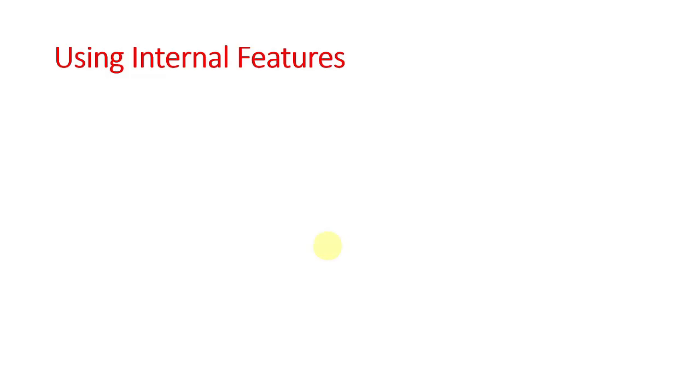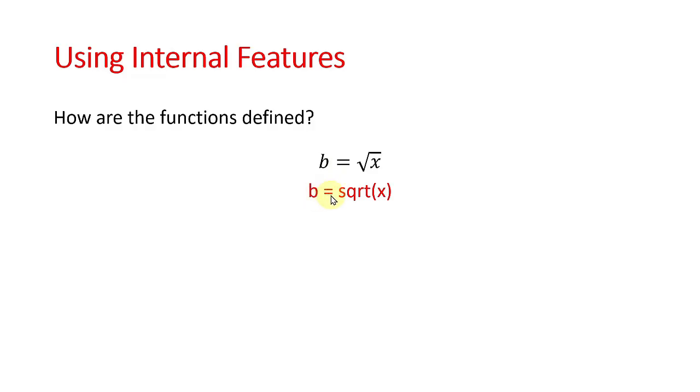But how are these functions defined? Let's take the square root function as an example. So, if I have this calculation here where I have my b, and in b I'm going to store the result of the square root of x. Let's see how functions are structured in Matlab, even though we've already been working with them a bit throughout this course. So, in Matlab, we would simply write b equals sqrt, parentheses x. That's how we would use the square root function.